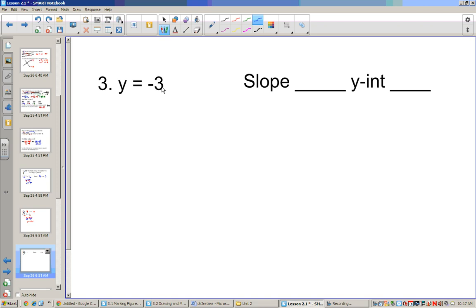In this one, we could just put a plus 0x. So my slope would be 0. My y-intercept would be -3.